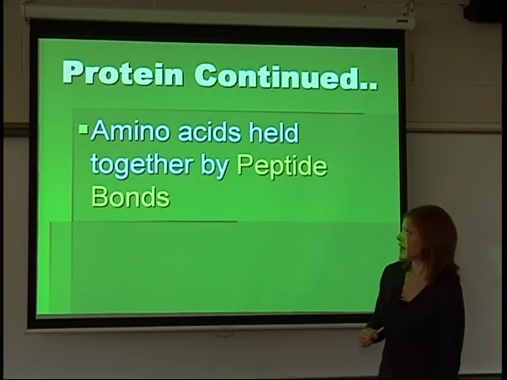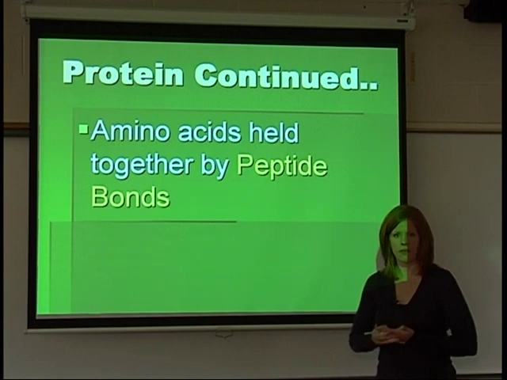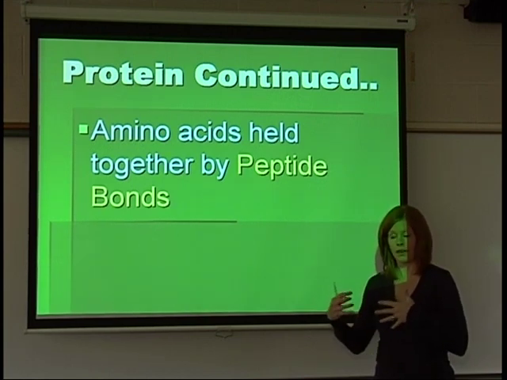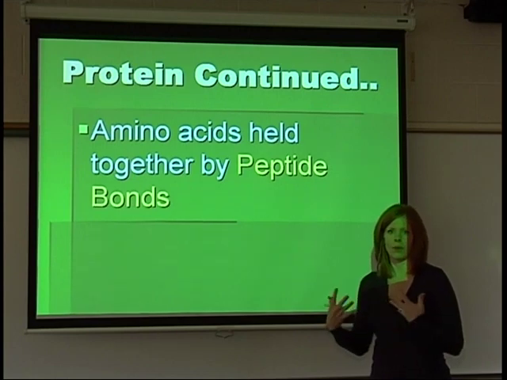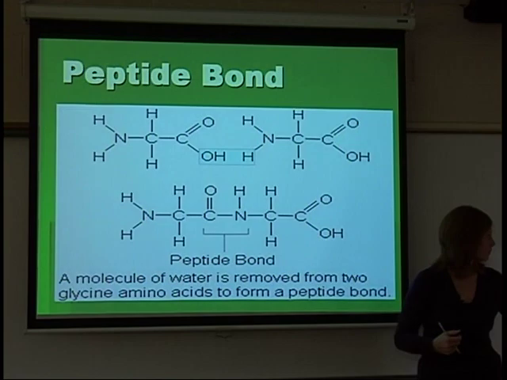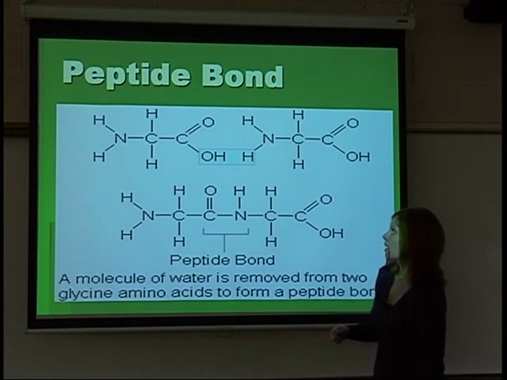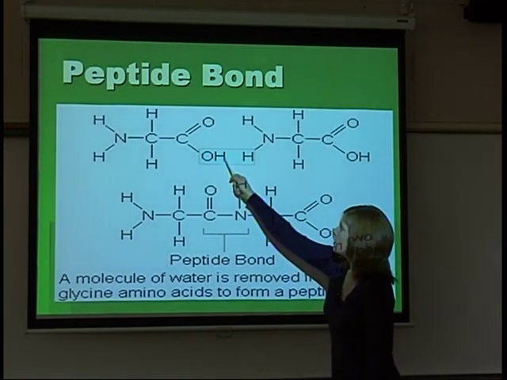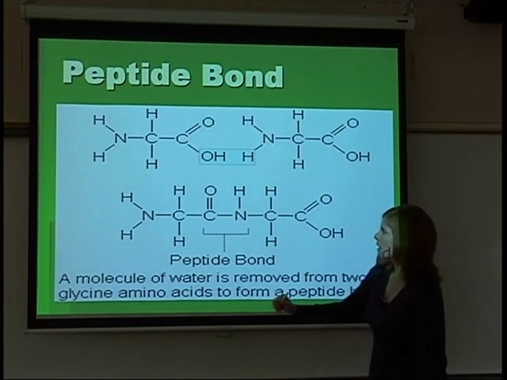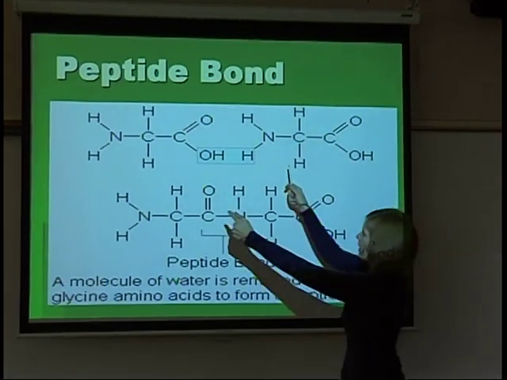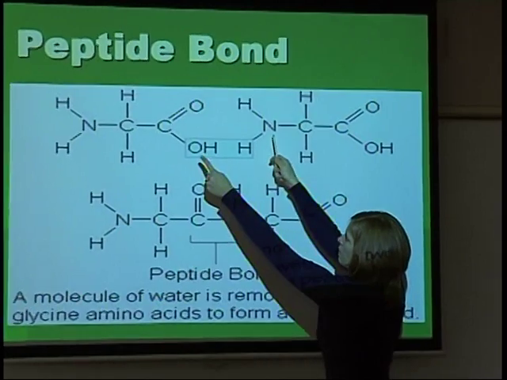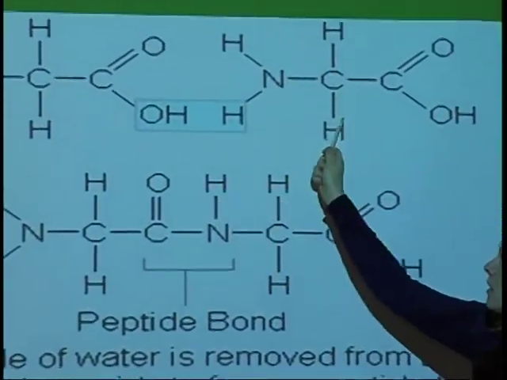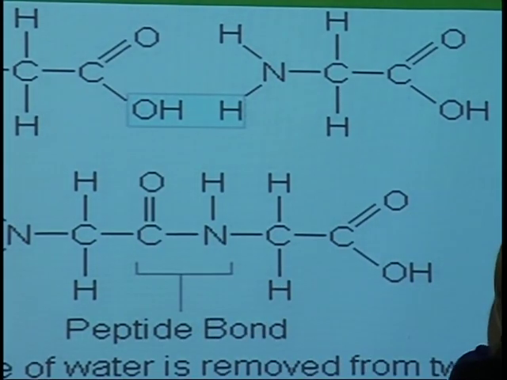Proteins are held together by a specific type of bond called a peptide bond that connects the amino acids together in order to form a protein. This is showing you how a peptide bond is made. This right here represents water, the two H's and the O. The water is removed, and then the carbon and the nitrogen from up here come together, and that forms a peptide bond and joins these two amino acids together.